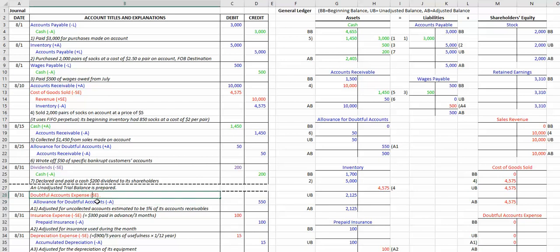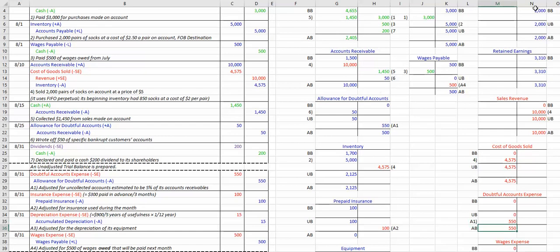It makes shareholders' equity go down like expenses do. And again, that amount is your 550. So you'll see here now I have an expense for 550. It's going to reduce our net income, as it should, because we've made sales on account that we think will not be collectible. And that's how that works.